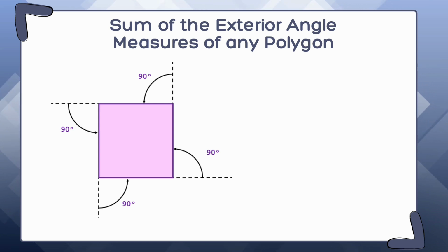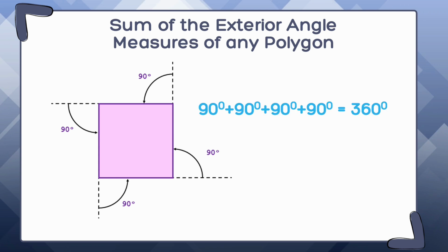Here, we have a square. A square has 4 right angles, meaning lahat ng interior angles nito ay may sukat na 90 degrees. Dahil linear pair ang exterior at ang adjacent interior angle, ang sukat ng bawat exterior angle ay 180 minus 90 equals 90 degrees. At dahil quadrilateral ito, may 4 itong exterior angles. So let's add them. 90 plus 90 plus 90 plus 90 equals 360 degrees. Kaya, the sum of the exterior angles of a square is 360 degrees, pareho sa triangle.